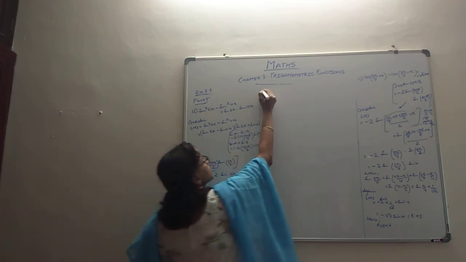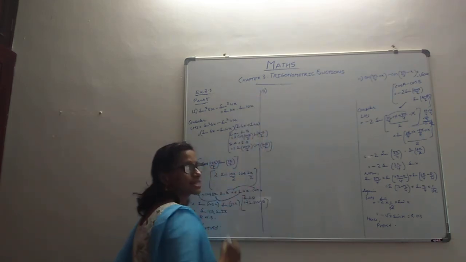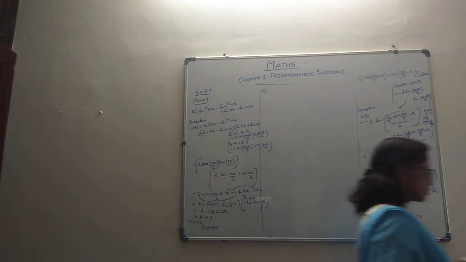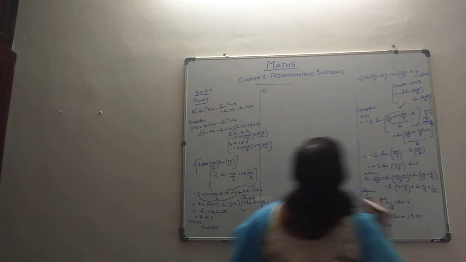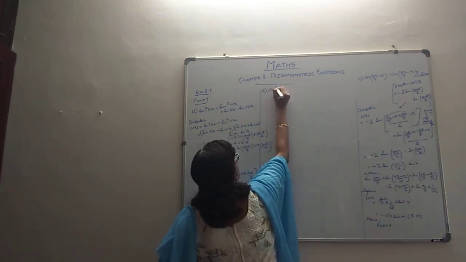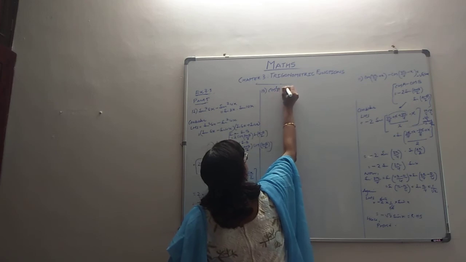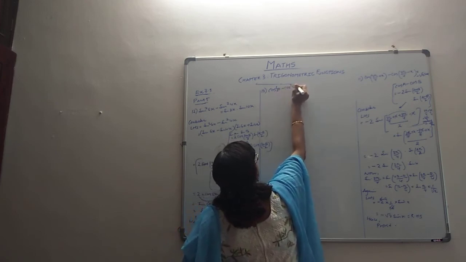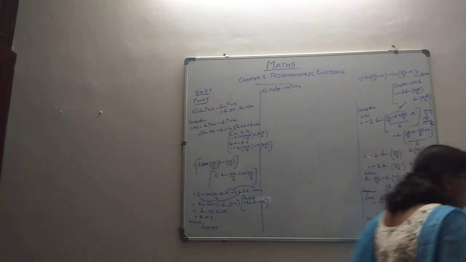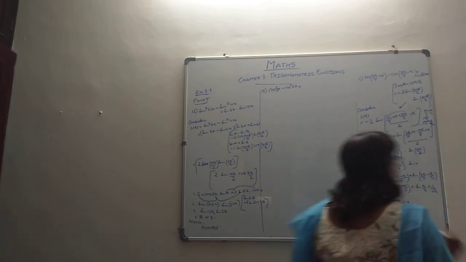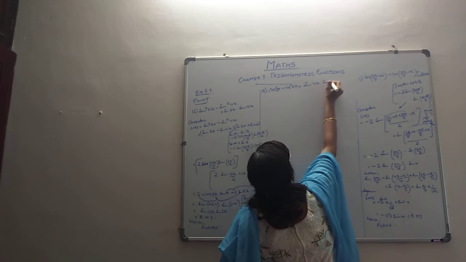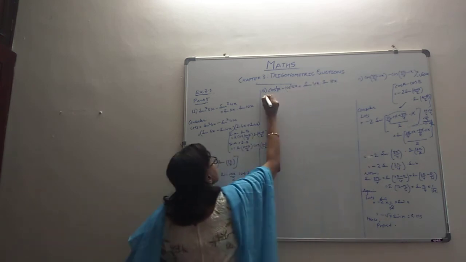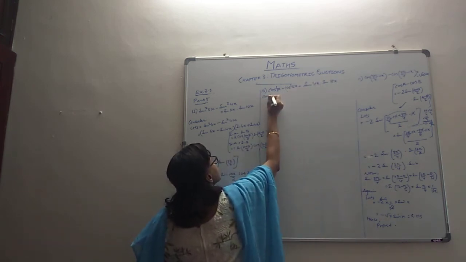Question number 13 is exactly on the same lines as question number 12. Let's see how to go about doing it. Question number 13 says that cos squared 2x minus cos squared 6x is equal to sin 4x into sin 8x. So let's consider the LHS similarly.